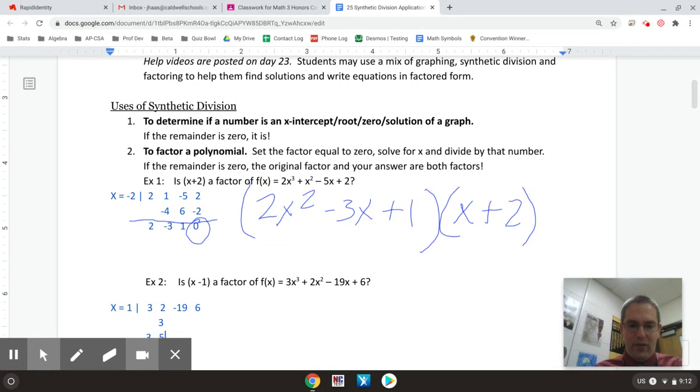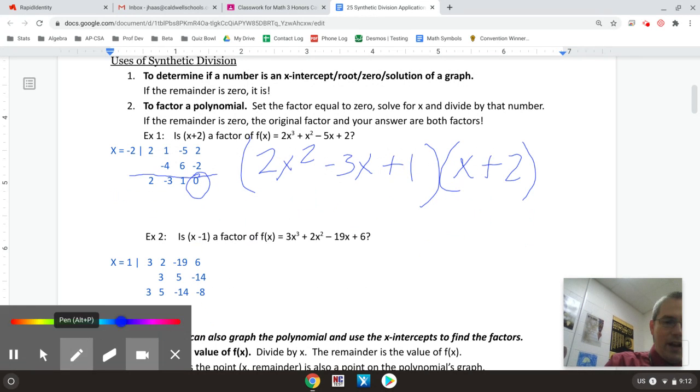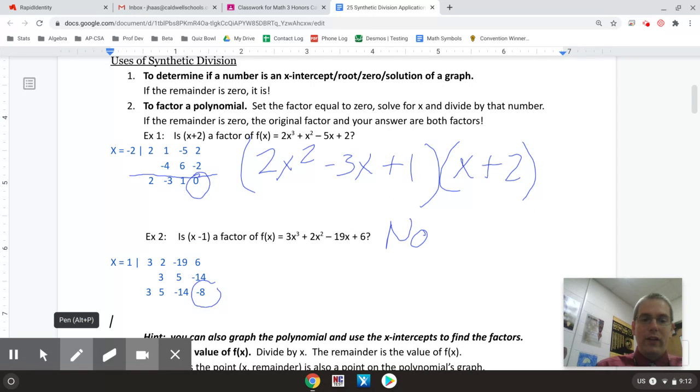Add it up is 5. Multiply is 5. Add it up is negative 14. Multiply is negative 14, added up is negative 8. Now in this case, negative 8, this remainder is not equal to 0. So since my remainder is not 0 there, that means this is not a factor. So the answer to this, is it a factor, is no. What I do know is that the point (1, negative 8) is a point on my graph. This means that the value of f of 1 would be equal to negative 8.